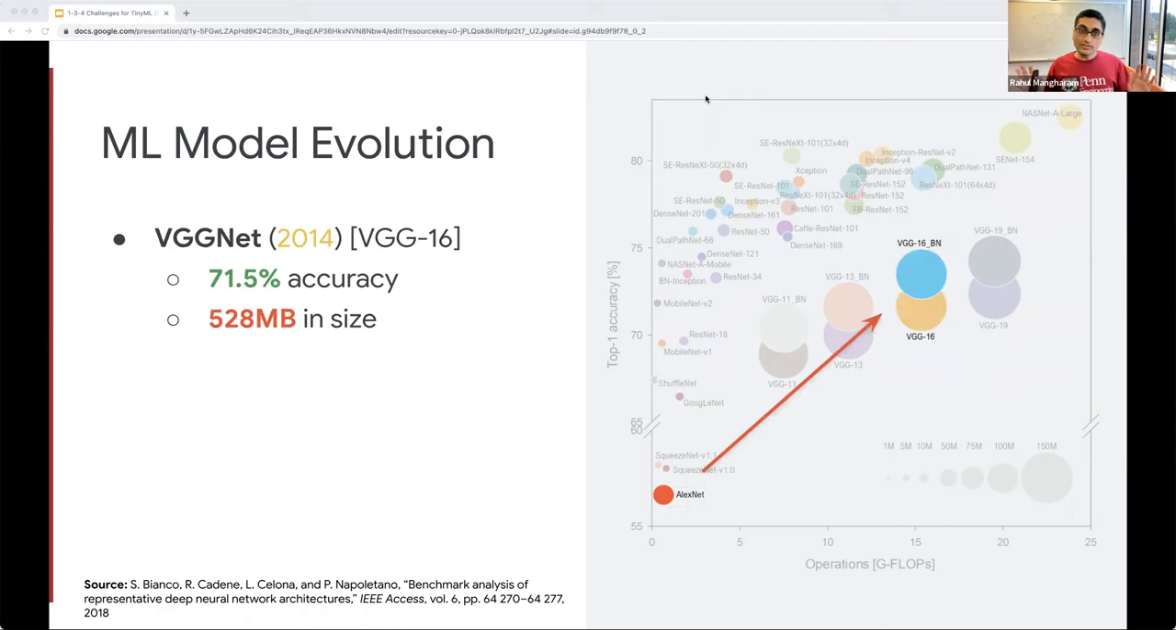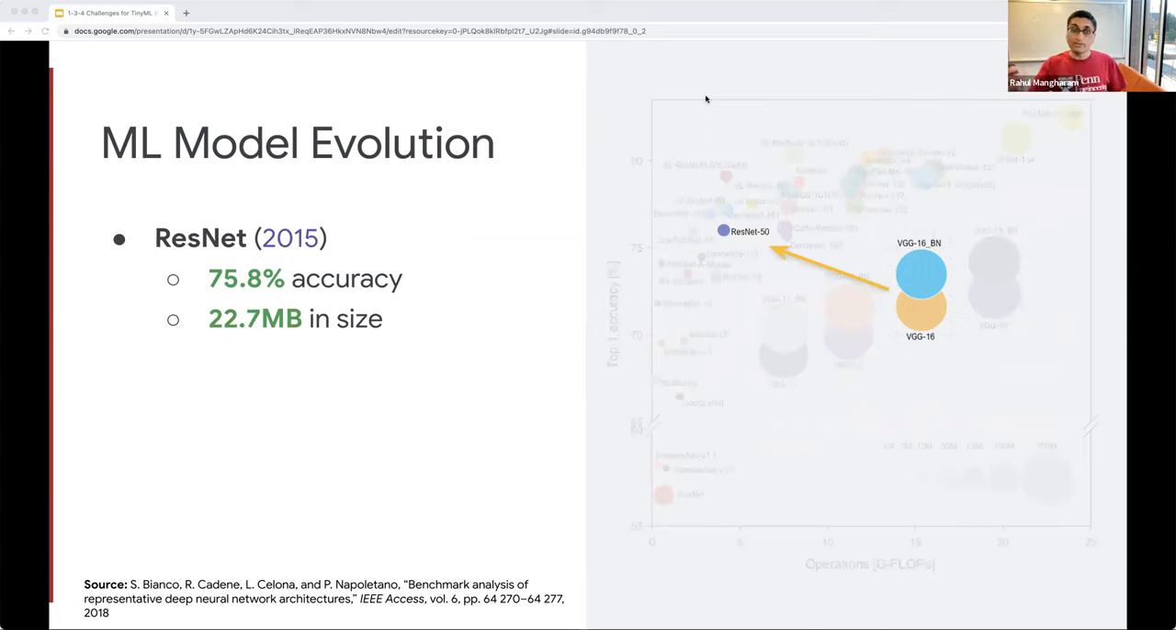Then we wanted better accuracy. So we want to be able to say a cat is a cat, a dog is a dog, and we want to be able to do this with better accuracy, more than something that's 50 something percent, right? So VGGNet came along in 2014 as an example, and that boosted the accuracy to 71.5%. But look at the size of that circle, right? What happened? We went from something that was on the order of 60 megabytes to something that's almost 10 times as big, 528 megabytes. That's enormous for the size of a model, one jump, right?